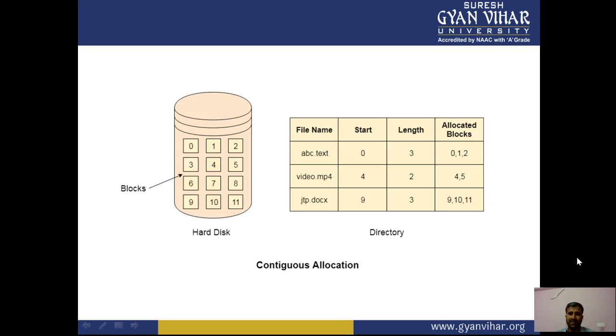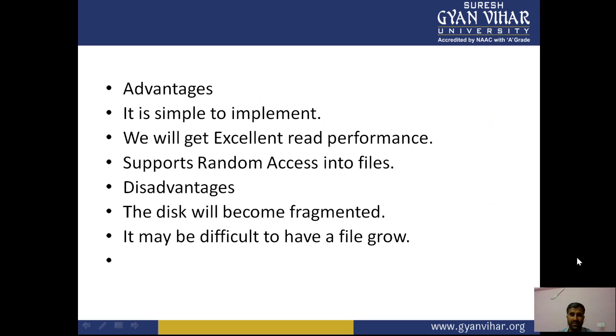Then we have a file named video.mp, which starts from 4 with a length of 2, so blocks 4 and 5 are used, right? Like that, there is a jtp docs file with starting point 9 and length 3, so blocks 9, 10 and 11 are allocated. For the video file, only blocks 4 and 5 are used in the hard disk. So this is the best example of contiguous allocation.